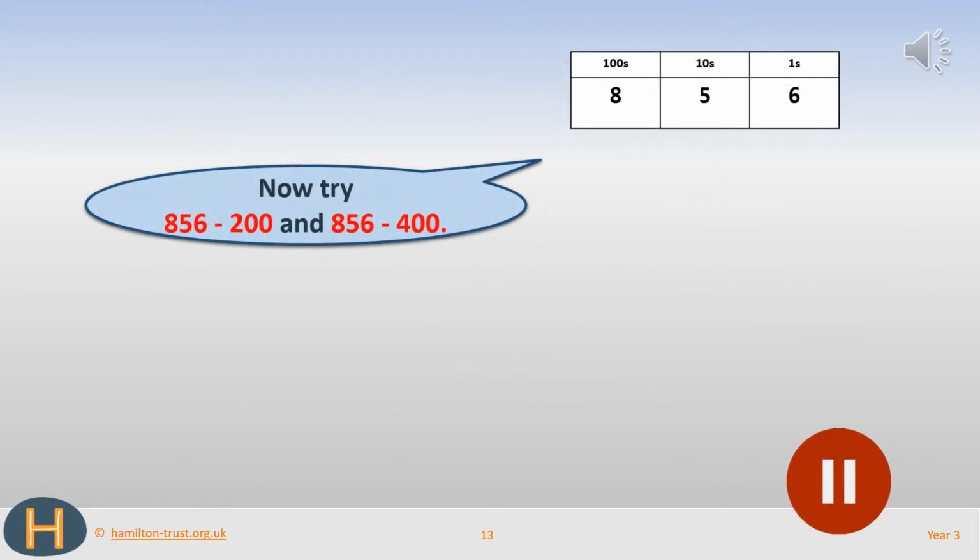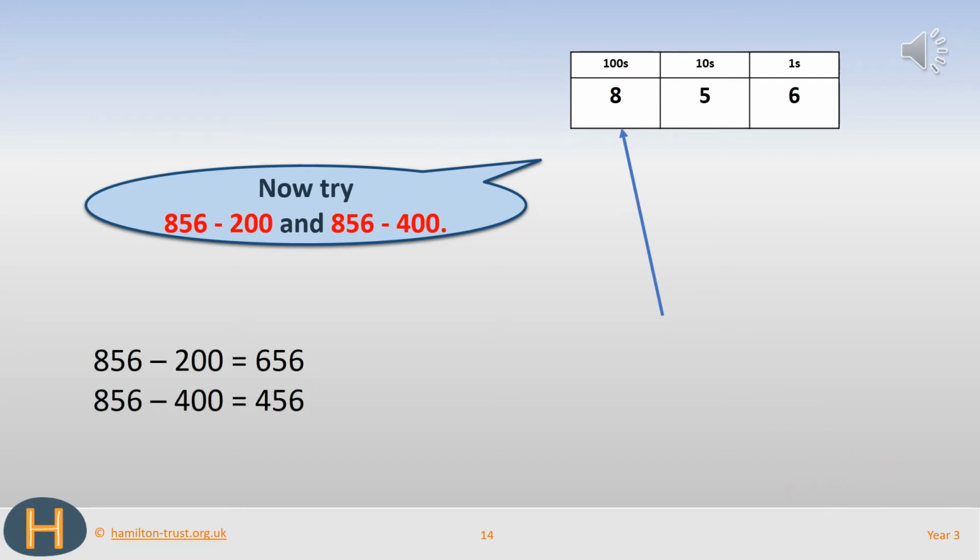Now it is your turn to practice subtracting multiples of 100 from 3-digit numbers. Have a go at these two questions. 856 take away 200 and 856 take away 400. Use the place value grid to help you, thinking about which place value column is going to be changing. Is it the hundreds, tens, or the ones? Pause the video to have a go at these two questions, and I'll reveal the answer after.